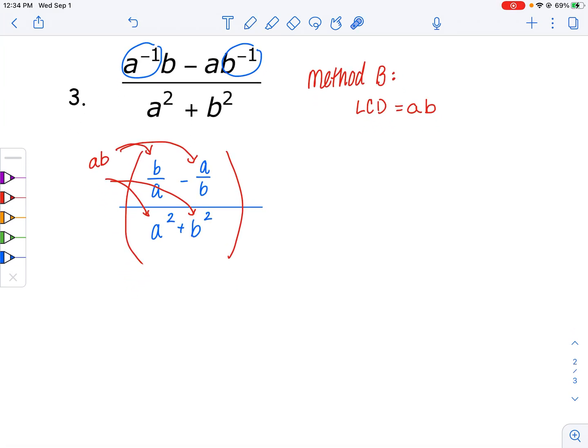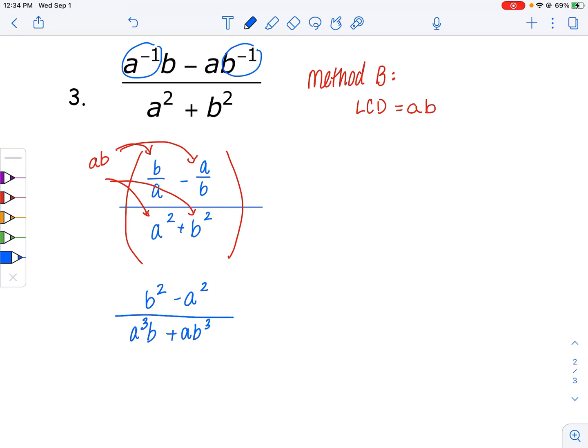When I do so, ab times b over a, well, the a's will cancel, leaving me with just b squared. ab times negative a over b, well, the b's will cancel, and left with negative a squared. On the bottom, ab times a squared is a cubed b plus an ab cubed.